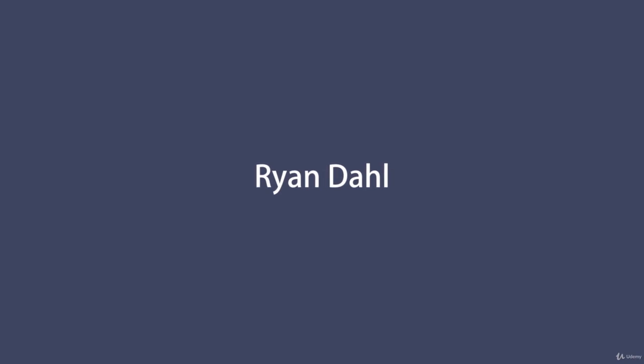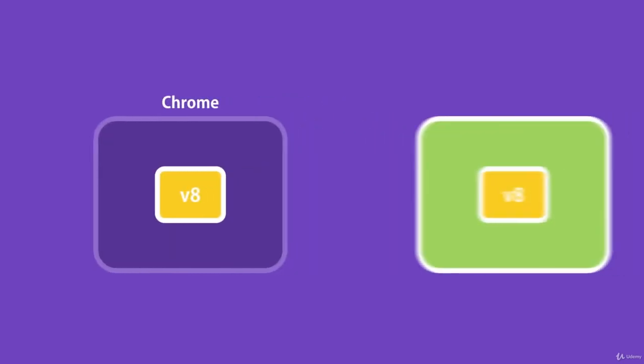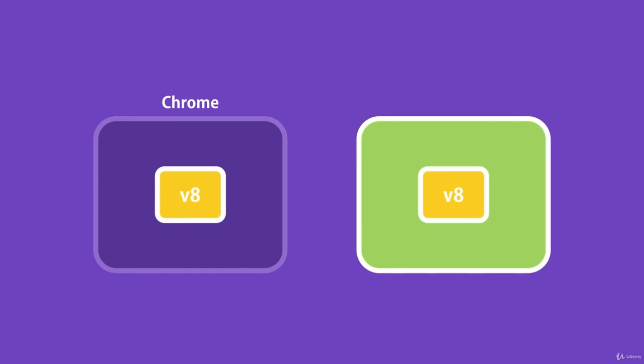Now, up to 2009, the only way to execute JavaScript code was inside of a browser. In 2009, Ryan Dahl, the creator of Node, came up with a brilliant idea. He thought it would be great to execute JavaScript outside of a browser. So he took Google's V8 engine, which is the fastest JavaScript engine out there, and embedded it inside a C++ program and called that program Node.